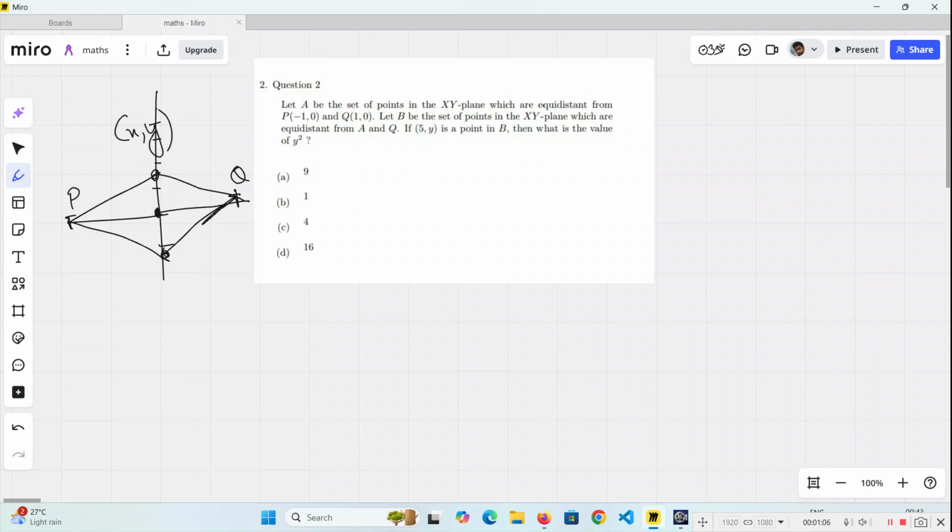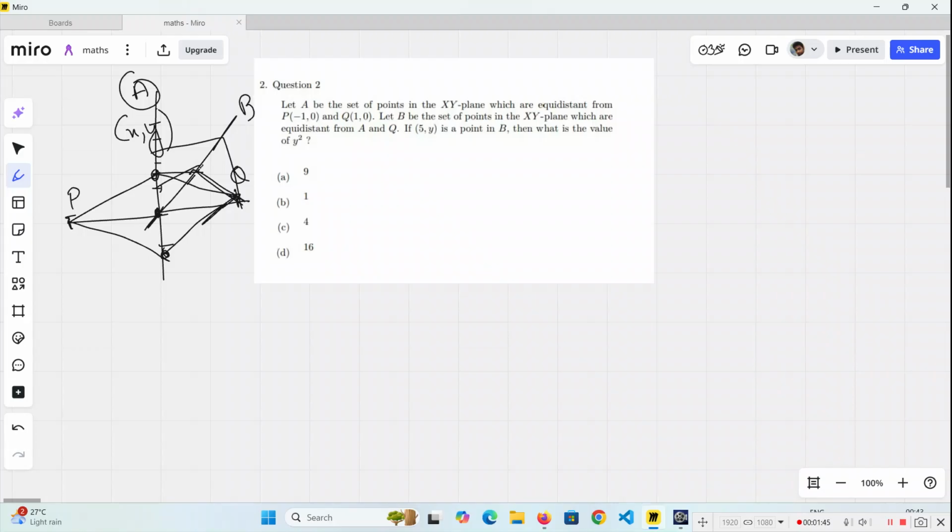After that, they have said another set, that is B, that is equidistant from A and Q, means this one and this one. For example, the set of those points will be like this. This is the set B. Every point is equidistant from this, like this. We'll consider set B later on. First let us deal with set A.